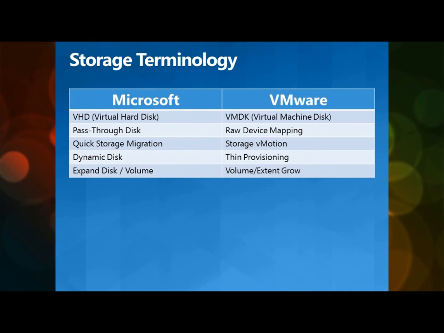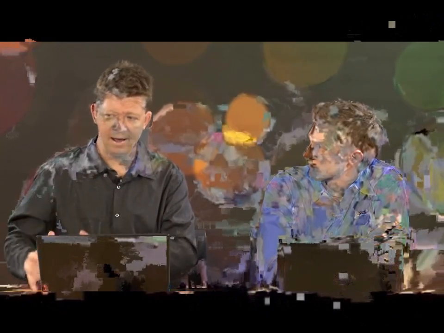A pass-through disk, or raw device mapping, is when you have a disk that is a physical disk. Now, when I say physical disk, it could be a LUN on a SAN. It can be a drive that's plugged into the machine via eSATA, for example. And you just pass it directly through to the OS, where the OS is storing the data natively as opposed to in a storage format like a VHD or VMDK.